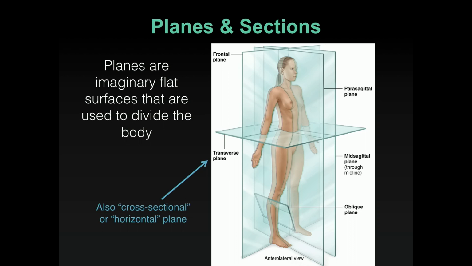I think we like sticking to the main sections because we know what to expect along those main axes. Oblique planes give us some good information, but they're sometimes hard to orient yourself to what structure or where in the body you're looking at. Anything else?